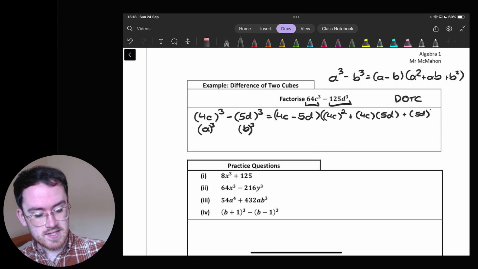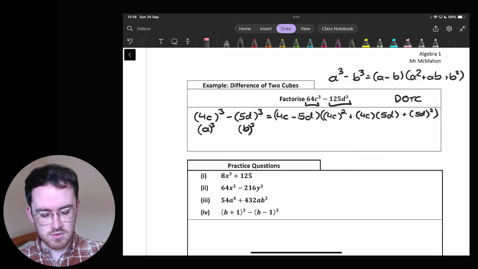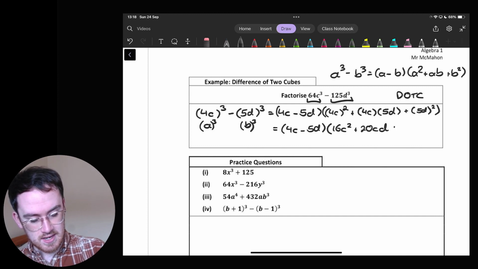And you'll notice as well, similar to our difference of two squares, we're not taking that minus with us with the 5d. This time it's 4c cubed minus 5d cubed, and we just take a being 4c, b being 5d. So next we're just going to multiply those squares out a little bit. So that's going to give me 16, sorry, I should have another bracket there. So 16c squared. The middle term here will give me 20cd, and the last term then gives me 25d squared.